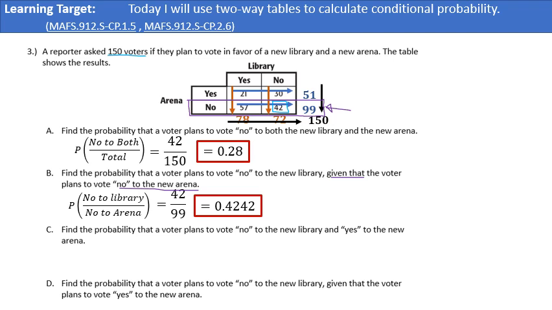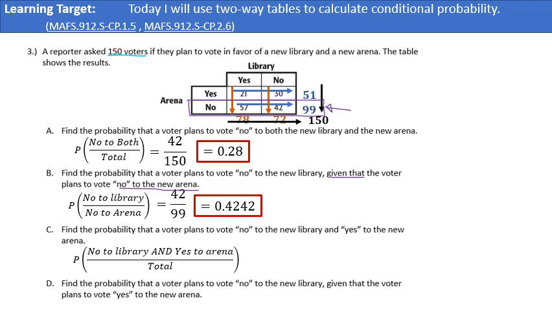All right, so C, find the probability that a voter plans to vote no to the new library and yes to the new arena. Do they say given that? Are we going to do anything? Who is this out of? This is out of everybody. So we want the probability that they say no to the library and yes to the arena, which means we're taking this out of everyone. So our denominator should be 150.